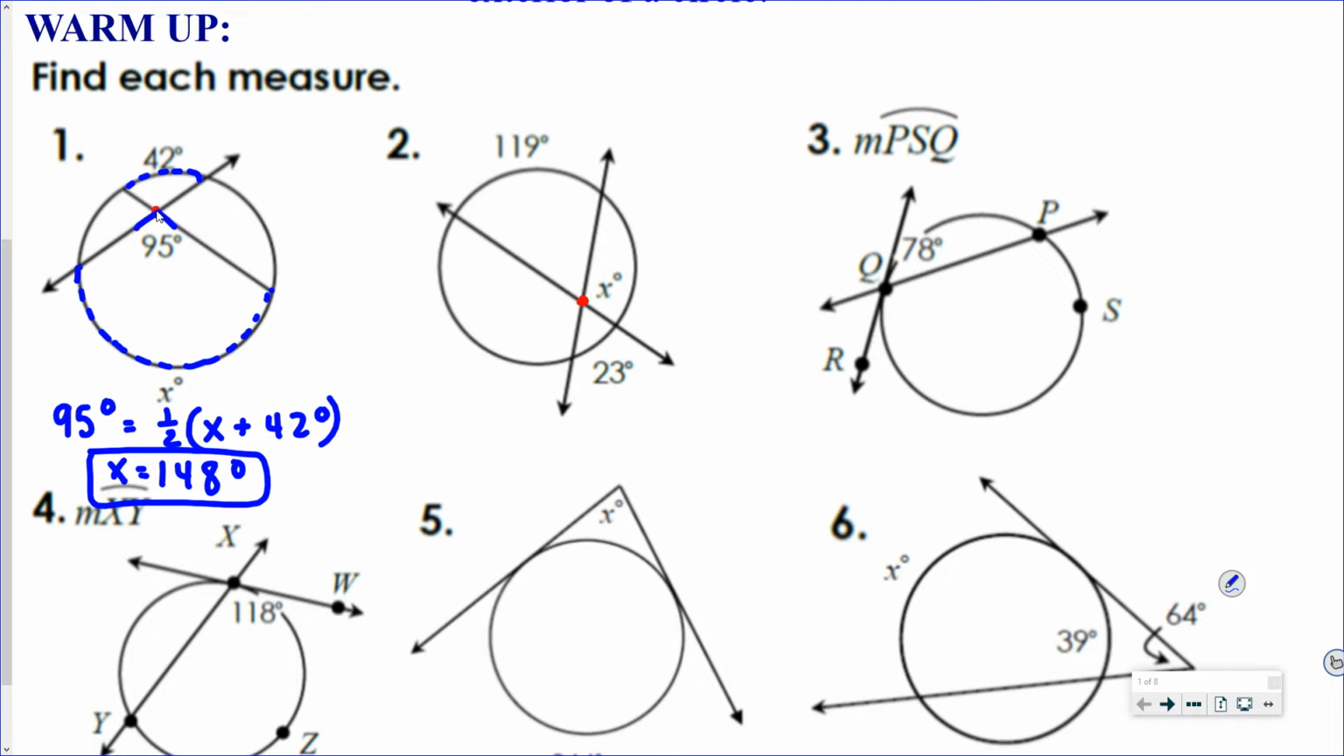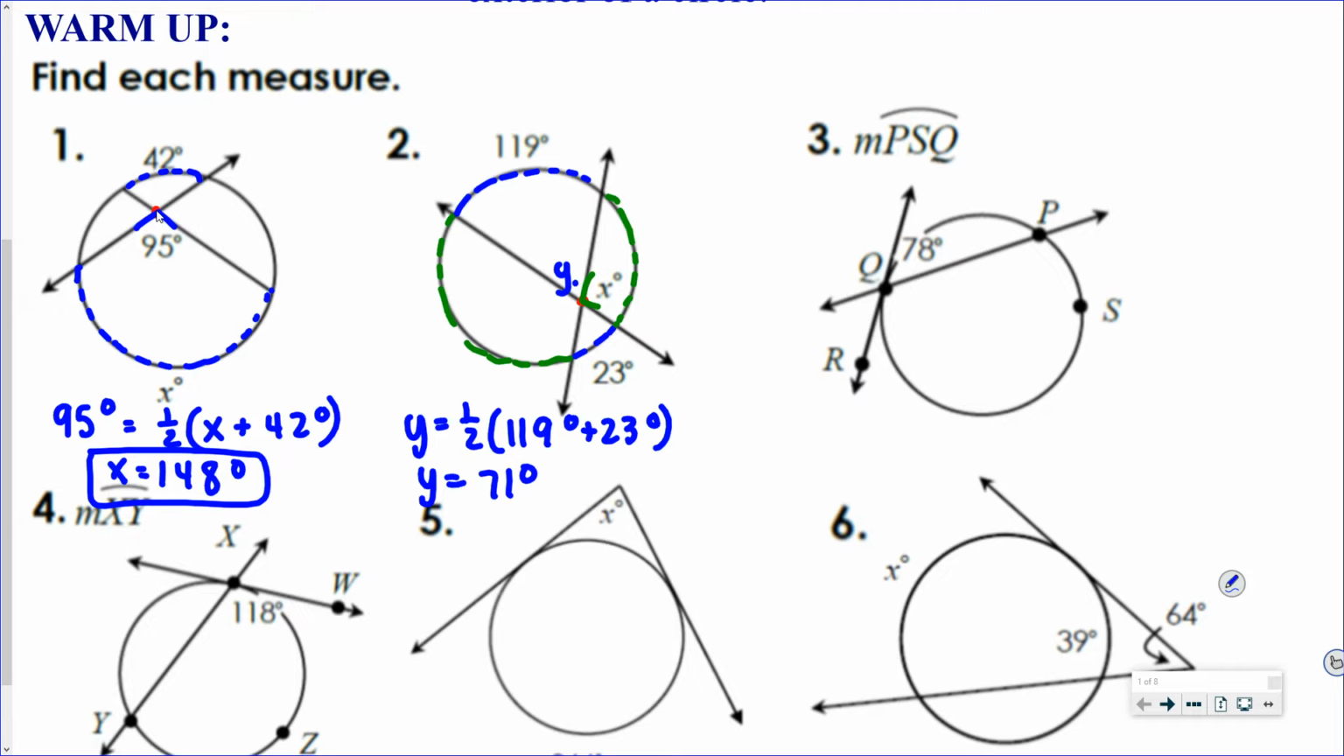All right, number 2, similar, but I know this arc measure and this arc measure, and they're asking me to find this angle over here where I don't know that intercepted arc. I can't assume this is a diameter and that's 180. I can't assume that. And I don't know this one opposite of it either. So what I'm going to do is call this maybe y or something. I can find this angle by taking 1/2 the sum of 119 and 23. And I got 71.